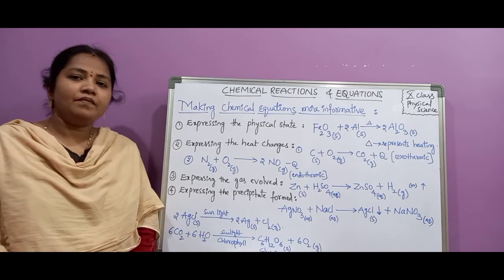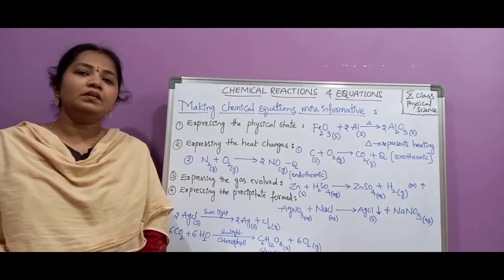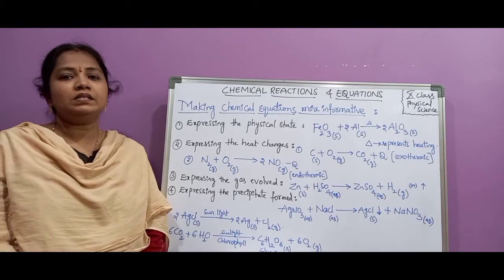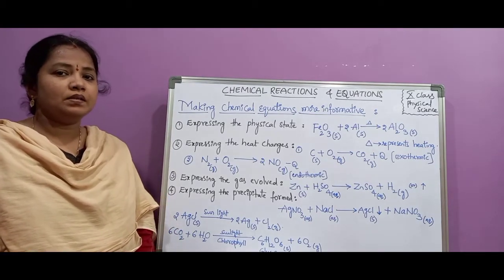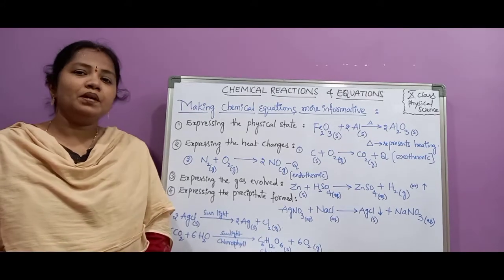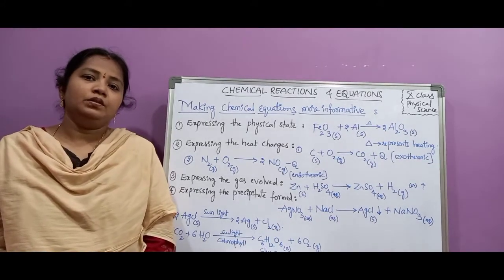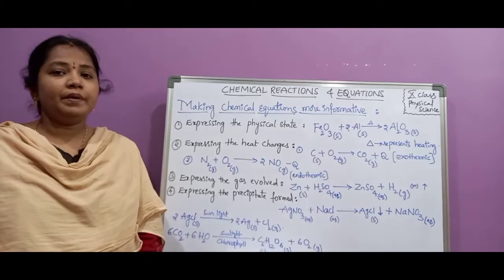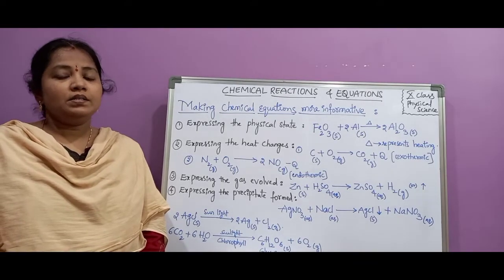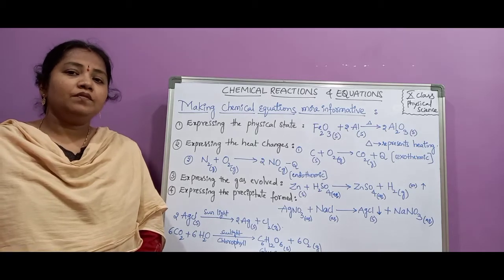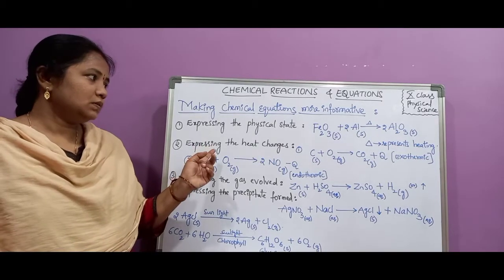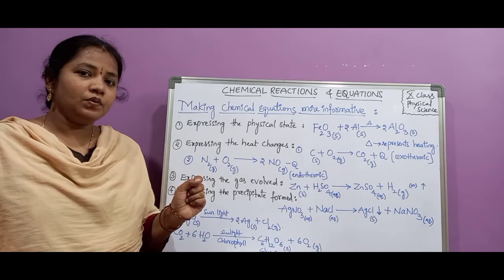In the previous class we learned about chemical reactions and equations: the balancing of chemical equations and the steps involved in balancing them. In today's class we will learn how to make chemical equations more informative. To do that, we have to provide certain additional information. That means we have to express the following characteristics for any chemical equation.